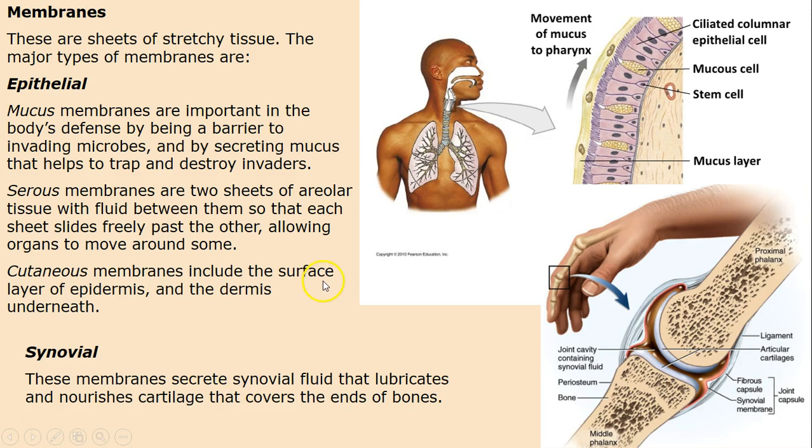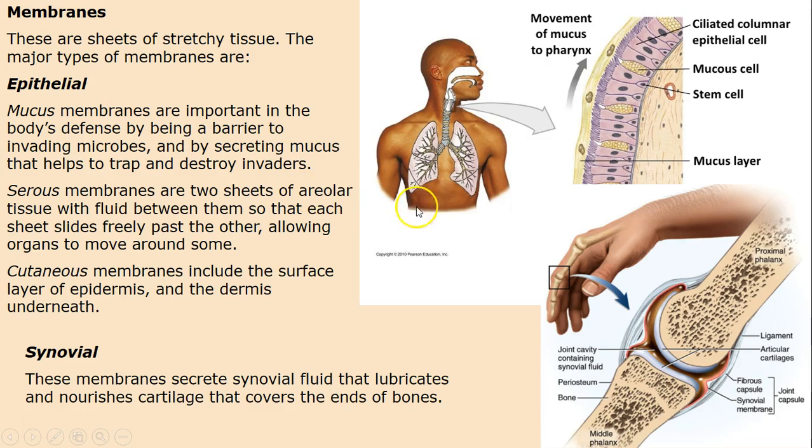Different types of membranes. We have epithelial, which is a mucous membrane, or serous membrane, or cutaneous. It kind of depends on where they are. Mucus is going to be one of those barriers to infection. Some people think mucus is bad, but I don't know. You might live 3 or 4 weeks before you die if you didn't have mucus.